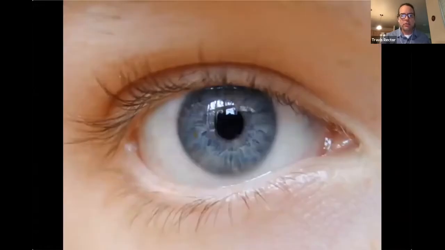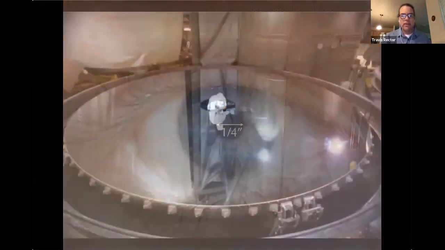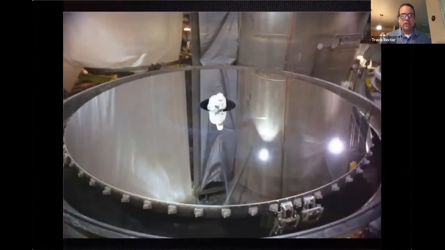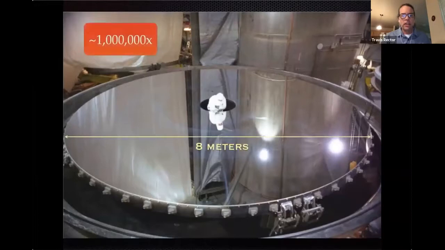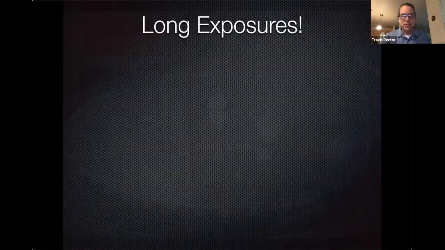So our eyes are amazing instruments, but they're actually really terrible for astronomy. At their most dilated, they're only about a quarter inch wide at the part that collects light. And for comparison, this is the size of the 8-meter mirror in the Gemini Observatory. So what that means is that at any given moment, this mirror is collecting about 1,000,000 times more light than your eye can. And not only that, our telescopes are designed to take long exposures.